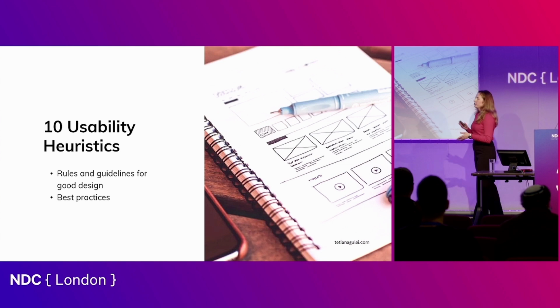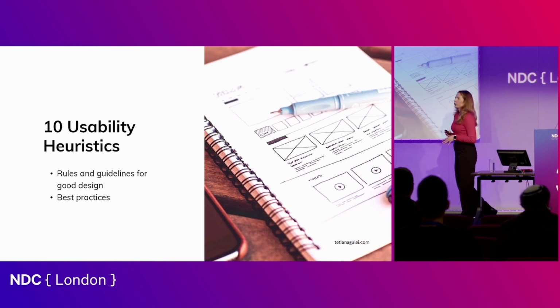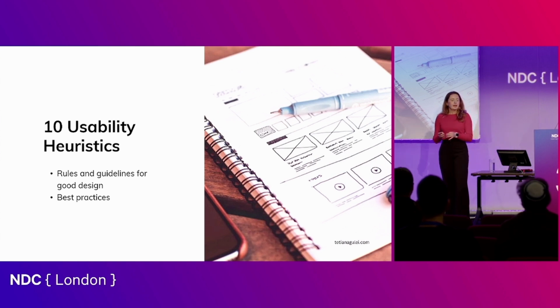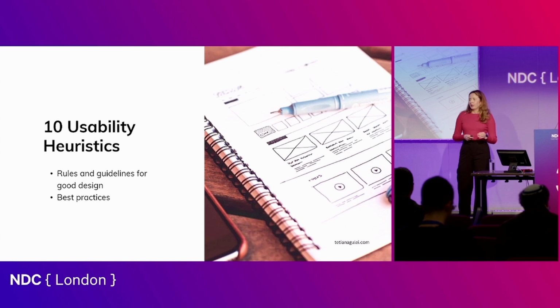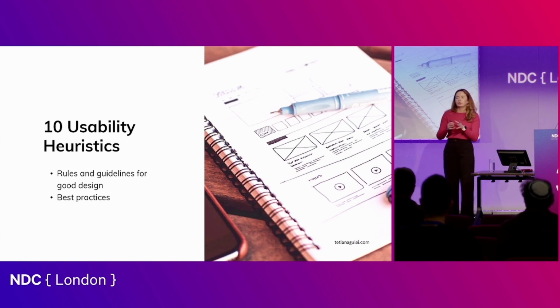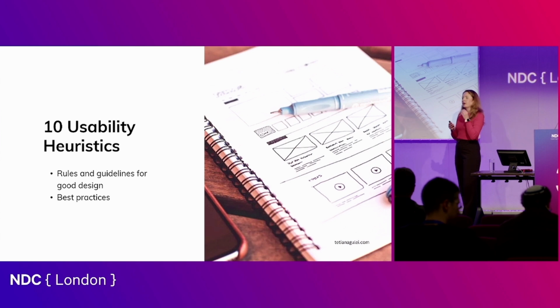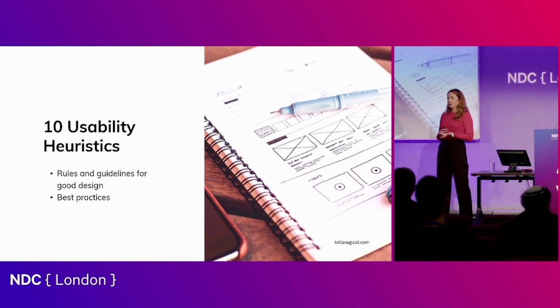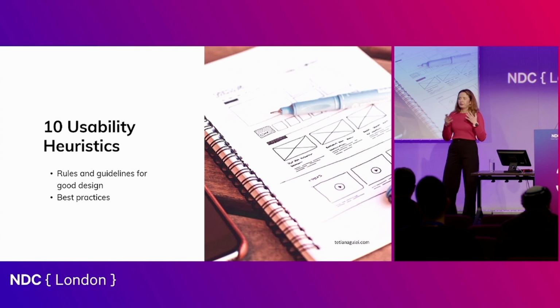So when we talk about usability in the UX design world, we often also refer to 10 usability heuristics. Have you guys ever heard about this before? Raise your hand if you did. I see someone? Great. So usability heuristics are rules and guidelines for good design. And in the industry, they are seen as the best design practices to follow. So every designer, if you ask them, they know what it is.